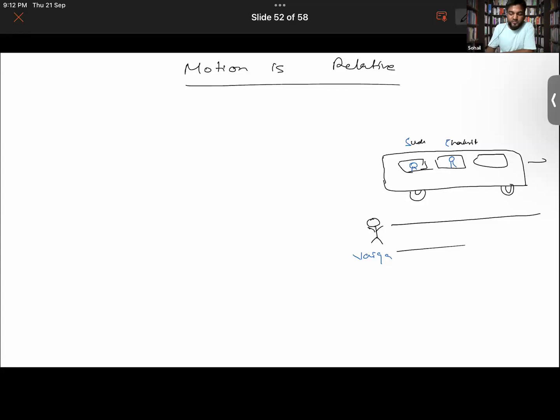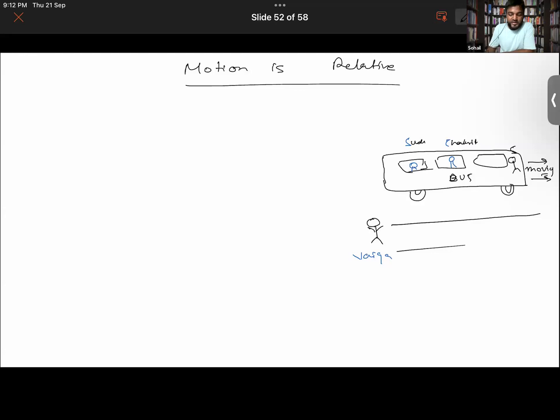This bus is moving. It's not stationary. Now Vaiga is standing outside the bus, and she's looking at the moving bus. Now, if someone were to look inside this bus, let's say a passenger, let's say I am standing here.